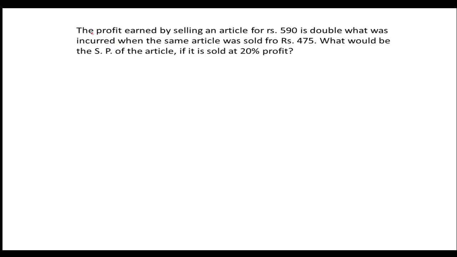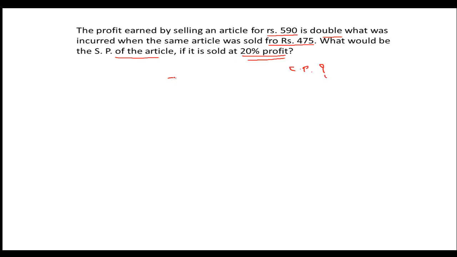The next question is: the profit earned by selling an article for ₹590 is double what was incurred when the same article was sold for ₹475. What would be the selling price of the article if it is sold at 20% profit? Now here we will have to calculate the cost price of the article, then only we will be able to find the selling price of the article if it is sold at 20% profit.